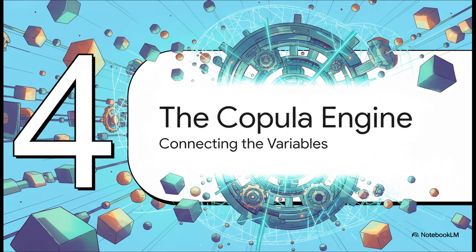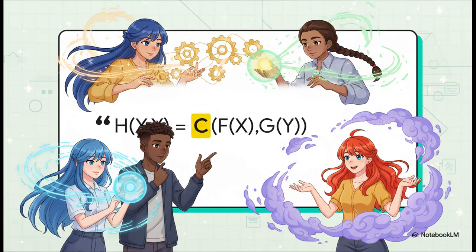Okay, so now that all our variables are speaking the same uniform language, we can finally bring in the main event. This is where we introduce the tool that's actually going to connect them. This is the copula engine. This equation, yeah, I know it might look a little scary, but it's the absolute heart of everything. It's Sklar's theorem, and it's basically the blueprint for how all copulas work.